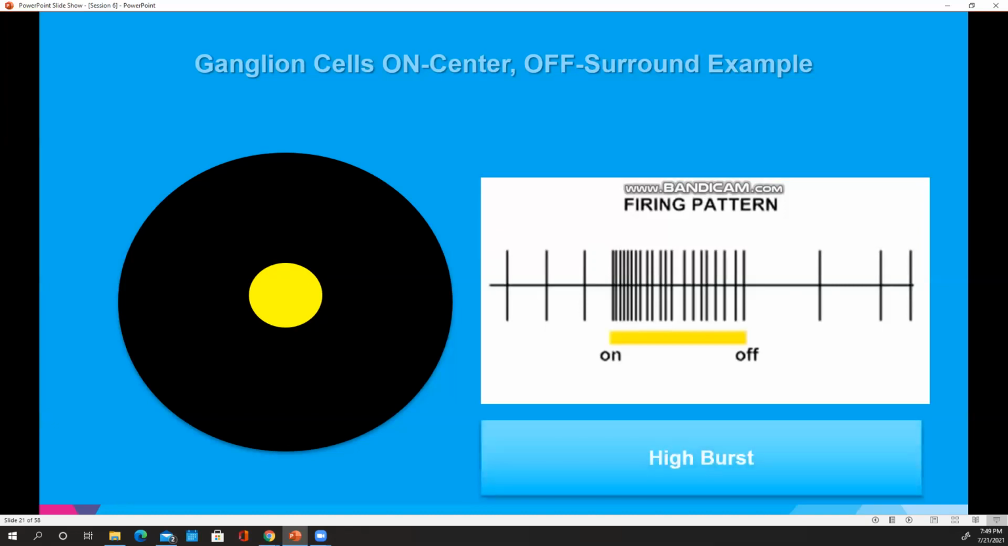You get a high burst. The ganglion cell is firing because of a group of photoreceptors that correspond to the center part of the receptive field of this ganglion cell. Correct. Make sense? Okay.